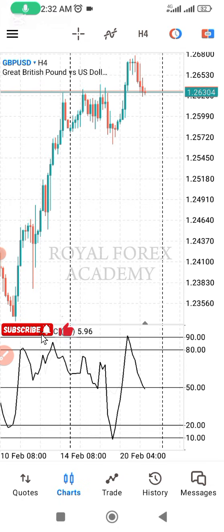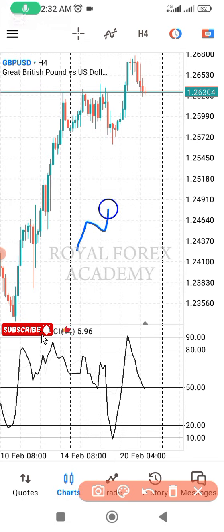What is divergence? Divergence simply means a difference between the price action on your main chart and your indicator window. What that means, for instance, this is our chart. Price is buying. So price is giving us a higher high, and a higher low.